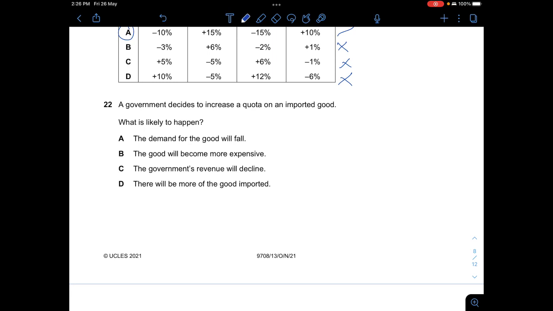Question 22, a government decides to increase a quota on an imported good, and what is likely to happen? Now, if you increase a quota on an imported good, that means that the amount of goods that can be imported from one country to that country would increase. So A says the demand for the good will fall, which is not correct. B says the good will become more expensive, not correct. C, it says the government's revenue will decline, which is absolutely wrong. And then D, it says there'll be more of the good imported, which is correct.